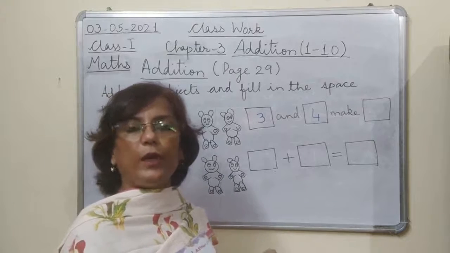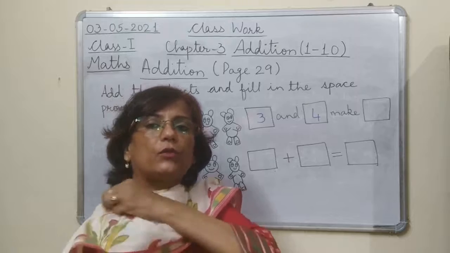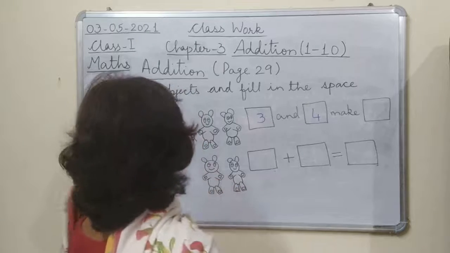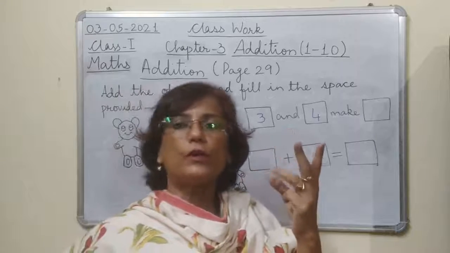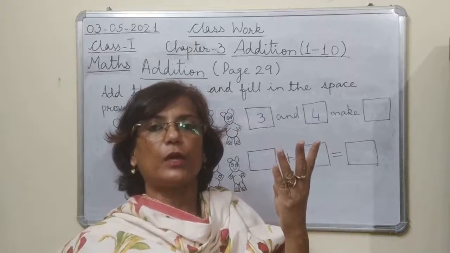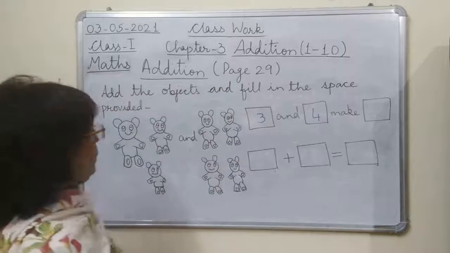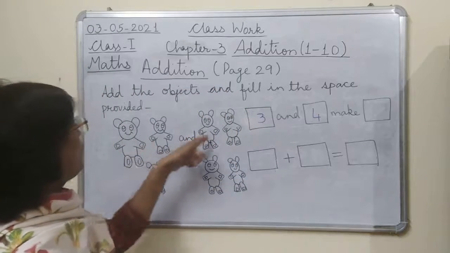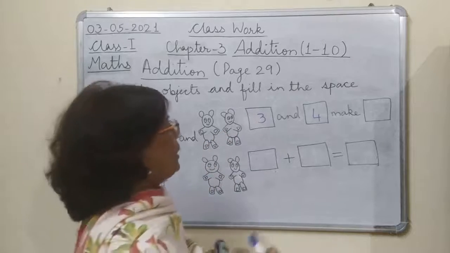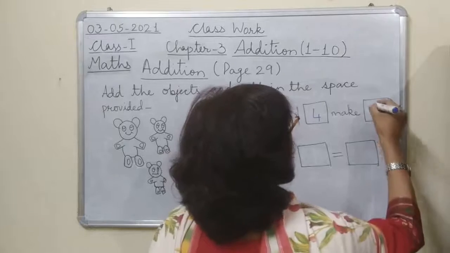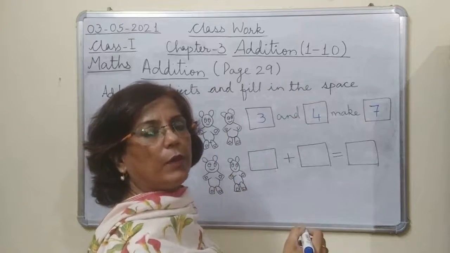3 and 4 make how much? 3 and 4 को जब आप ऐड करोगे तो कितना होगा? 3 plus 4. 3 में 4 ऐड करो. 3, 4, 5, 6, 7. Okay. 3 and 4 is 7. आप यहाँ भी काउंट कर सकते हो. 1, 2, 3, 4, 5, 6, 7. Okay. You can count here also. So 3 and 4 make 7. ठीक है. 3 and 4 make 7.